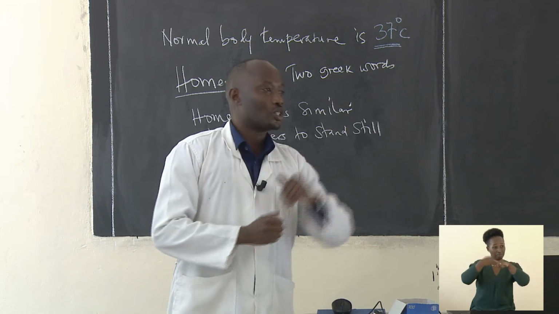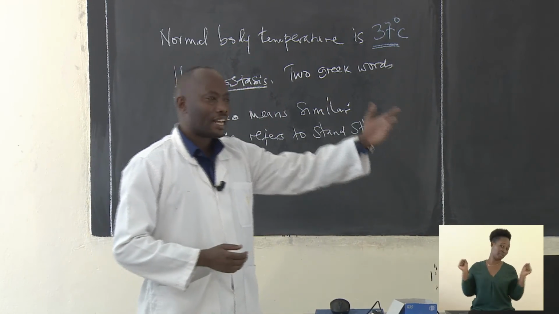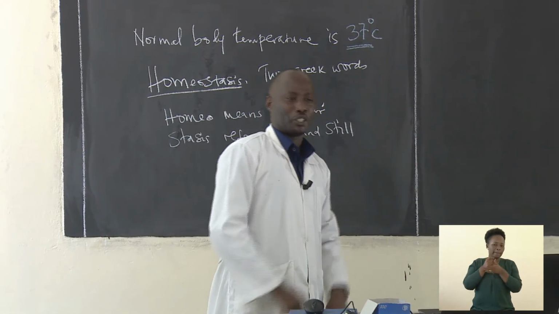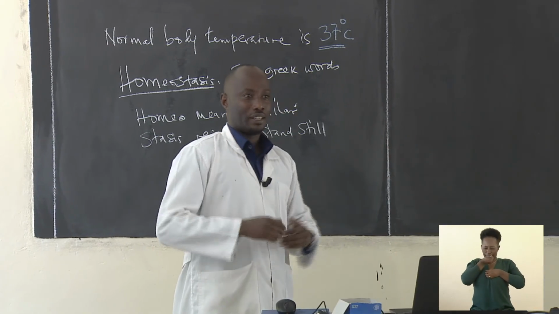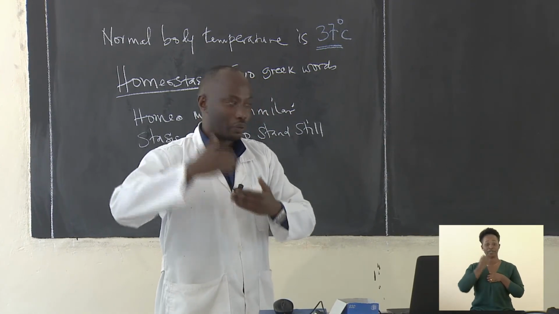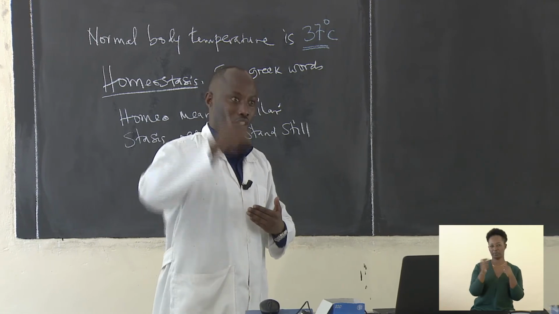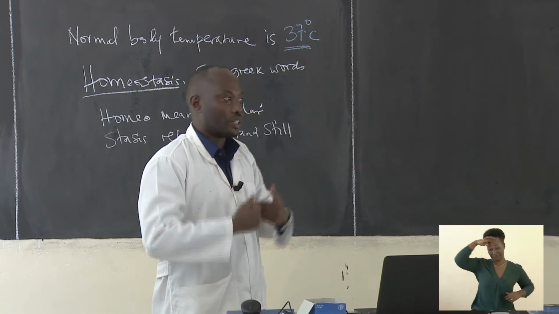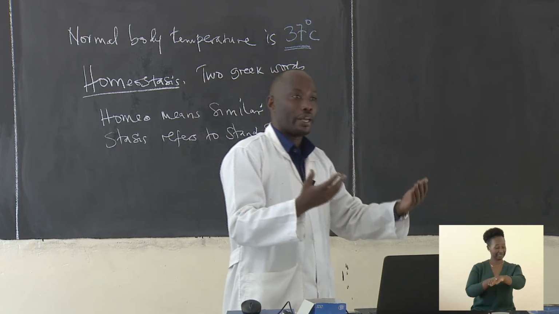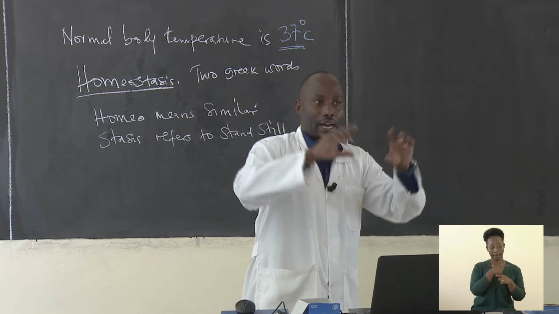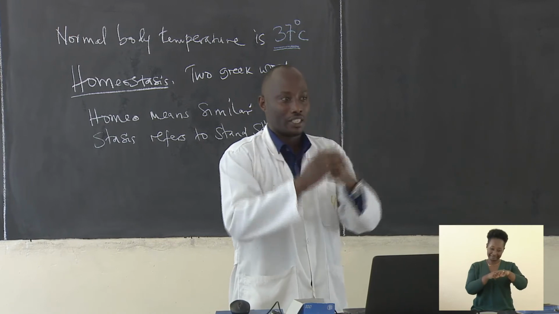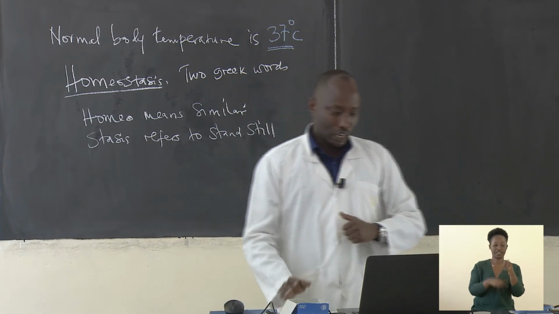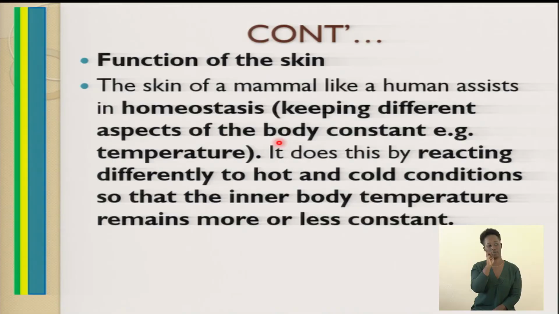You find the environment is too cold, but the skin does by all means regulate the body temperature. It is too hot. Maybe we are now in June. We are going to July. It will be too hot. What happens? You do sweat. You sweat through the skin pores, and in that way, you are regulating the body temperature. We bring the idea of what you call homeostasis. All right? Let's talk about keeping different aspects of the body constant.